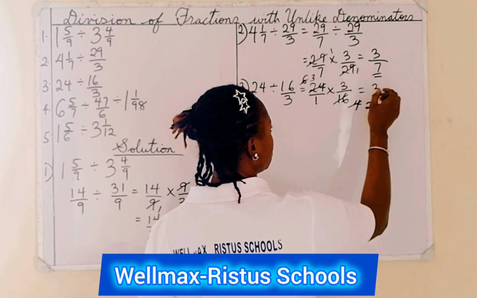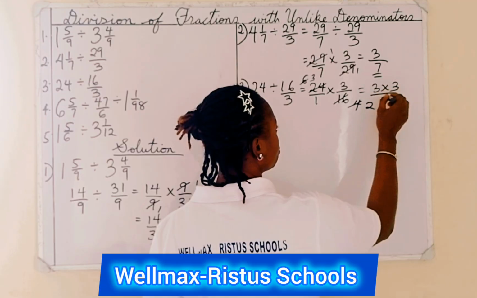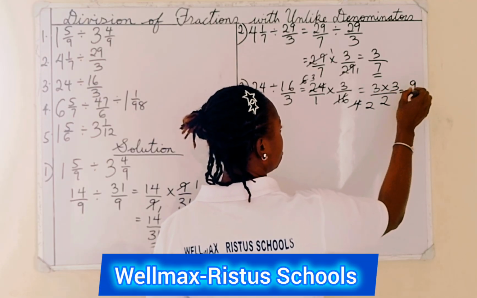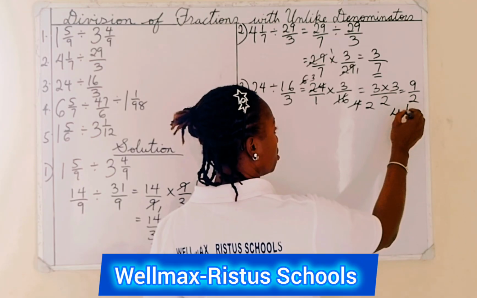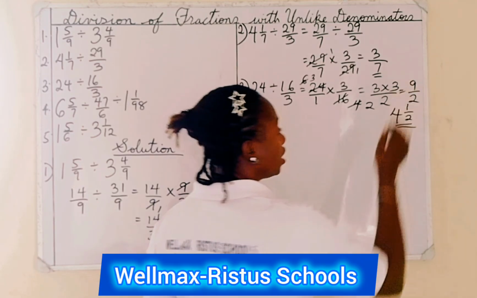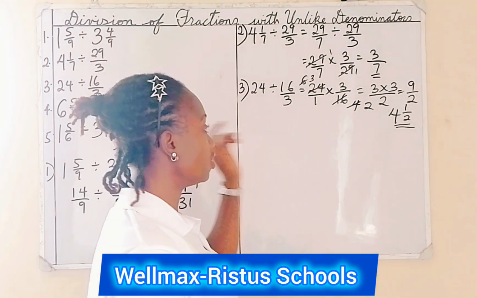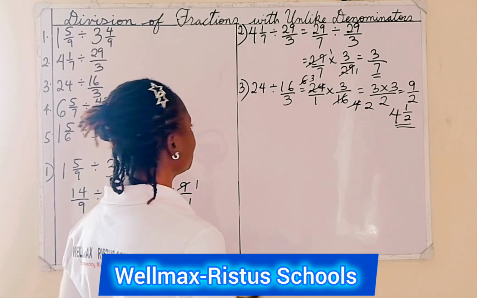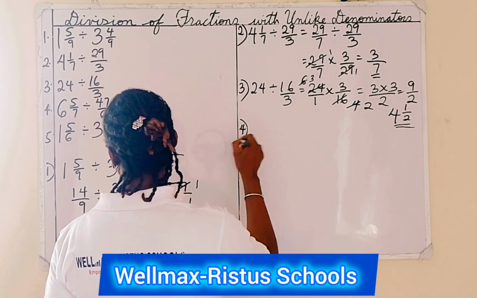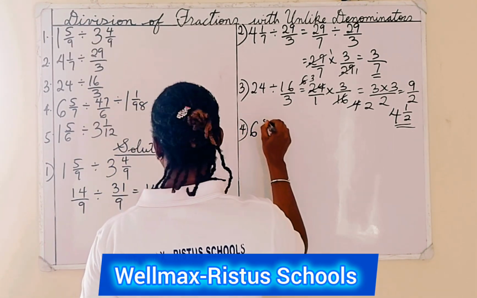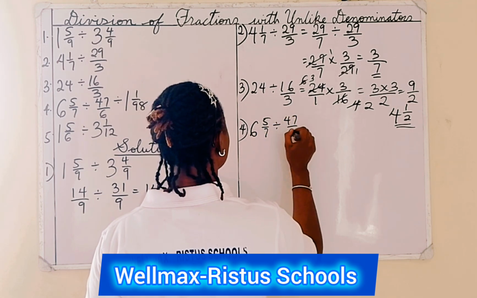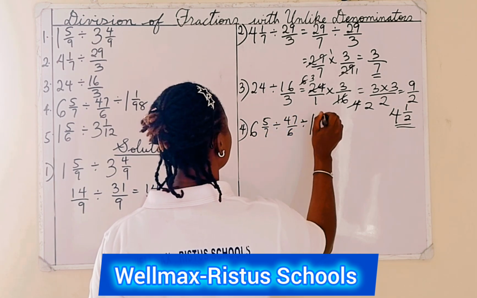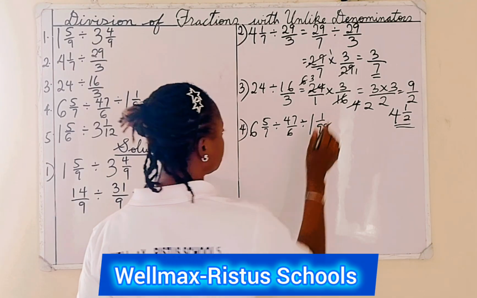Now we have 3 times 3 over 2, and this is 9 over 2. 2 can go into 9 4 times, remainder 1 over 2. And that's the answer for that: 4 whole number 1 over 2. Question 4. 6 wholes 5/7 divided by 47 over 6 divided by 1 whole 1 over 98.